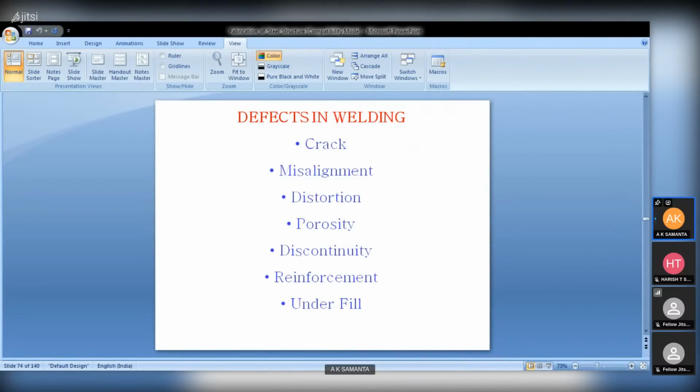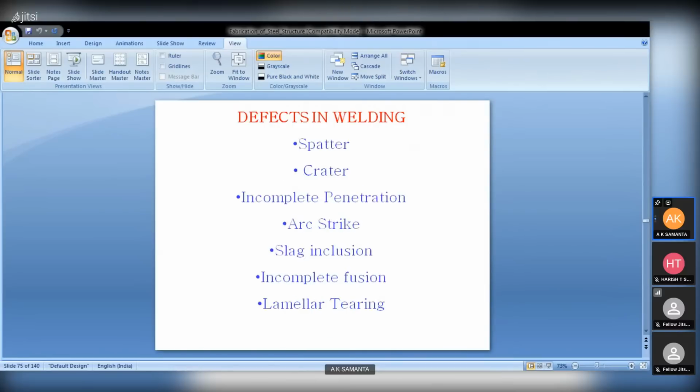Now defects in welding. What are the defects in welding? Crack, misalignment, distortion, porosity, discontinuity, reinforcement, underfill. Let us see one by one. Spatter, incomplete penetration, arc strike, slag intrusion, incomplete fusion, and lamellar tearing. Let me describe one by one. That's why I have told that welding is critical compared to bolting, because a number of defects are there and we have to take care of all the defects.